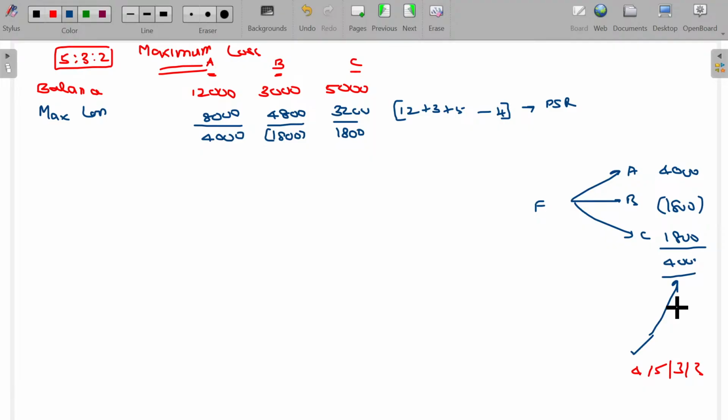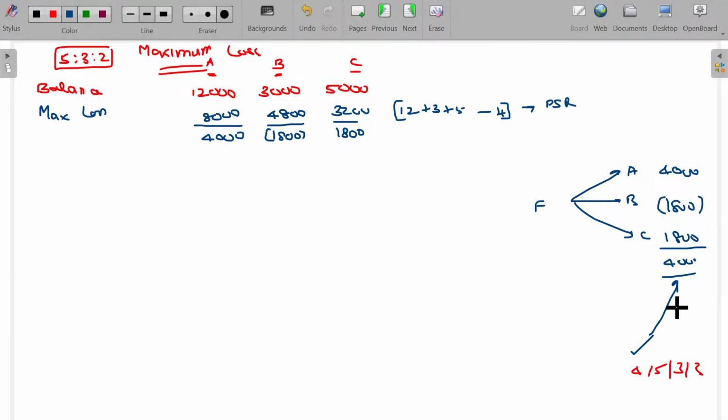So we already have 4,000 rupees. Ask B to deposit 1,800. If he deposits, we have 5,800. Using the 5,800, you make the payment to A 4,000 and make the payment to C 1,800. Is that clear?